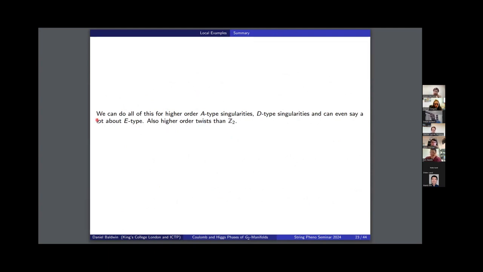Everything that I just said, we can do for any A-type and D-type singularity of any rank. The example just used A1 singularities, but we could do any rank. We can even say a lot about E-type singularities as well. We could also think about higher order twists than just Z2, for example Z3 or Z4, and everything still works as well. The reason we had N=2 supersymmetry in this example is just because the example was quite special, but generically we would have N=1 supersymmetry.